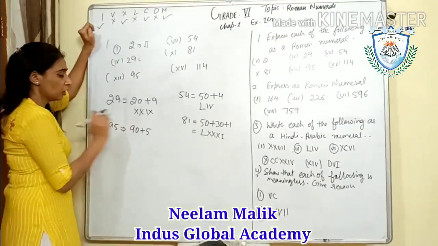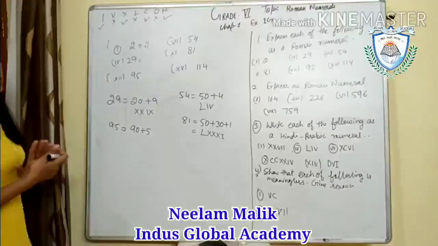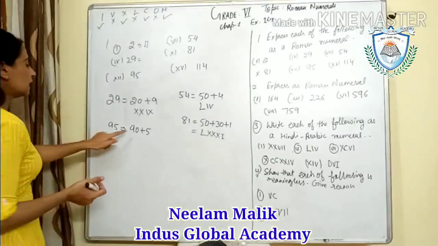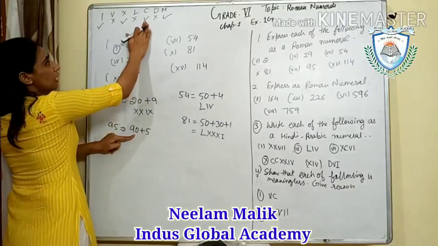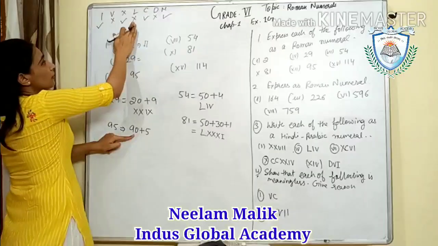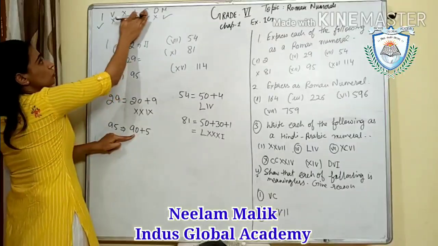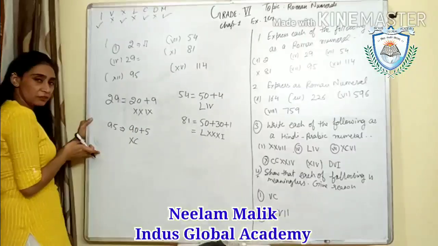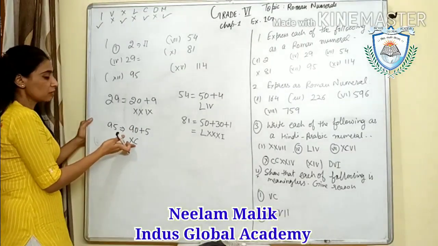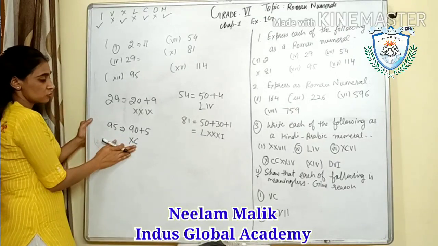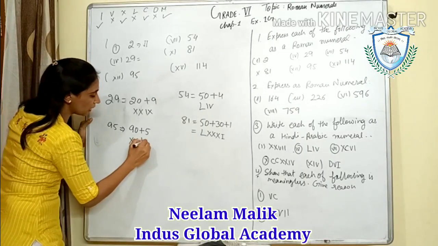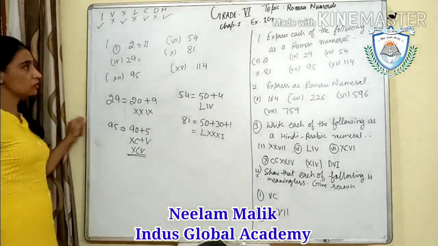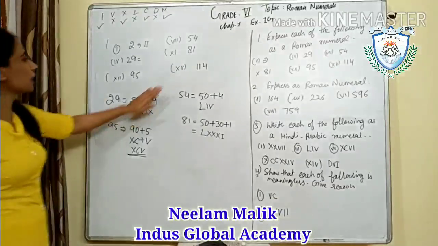That is our 95. So what is our 90? 90 is 100 minus 10. Our 100 is C, and 10 is X. So 90 means XC. We can use X on the left hand side, and we can repeat this X. So this is 90, plus 5 means V. So XCV is our 95. What is left here?